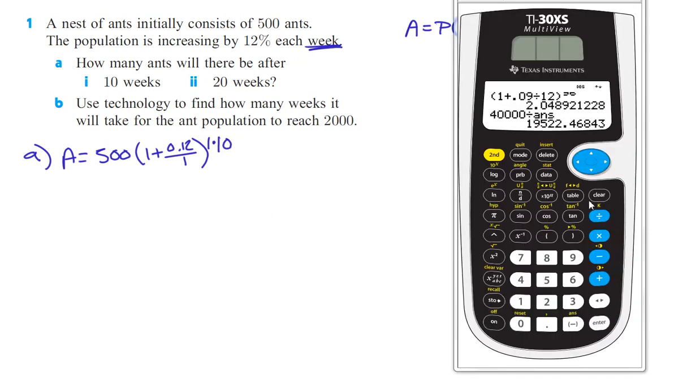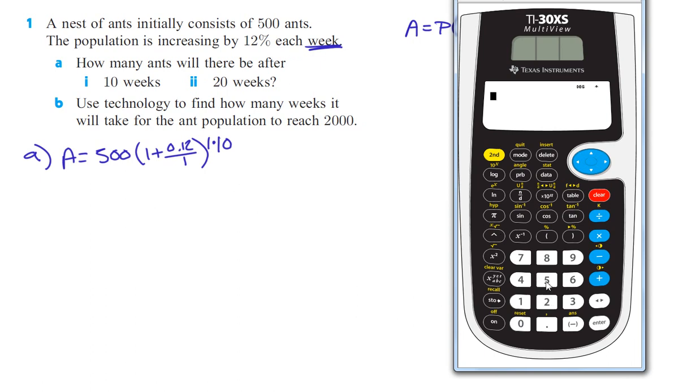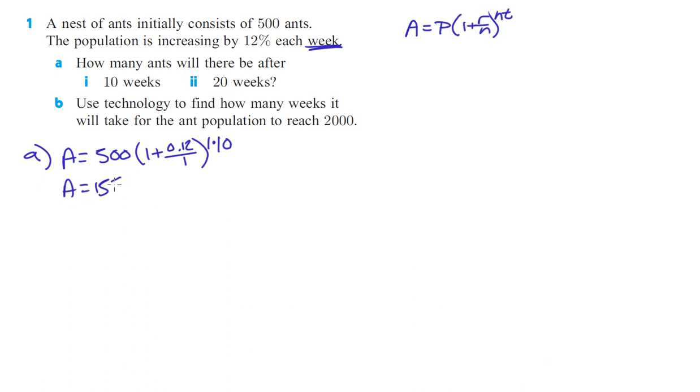All right. Okay, so let's put that in. We can put it in just like it looks. 500 parentheses 1 plus, and it's really 0.12 divided by 1, which is just 0.12. All right, close our parentheses and then take this to the 10th power, and that gives us 1552.92. So let's go with 1553. So 1,553 ants.